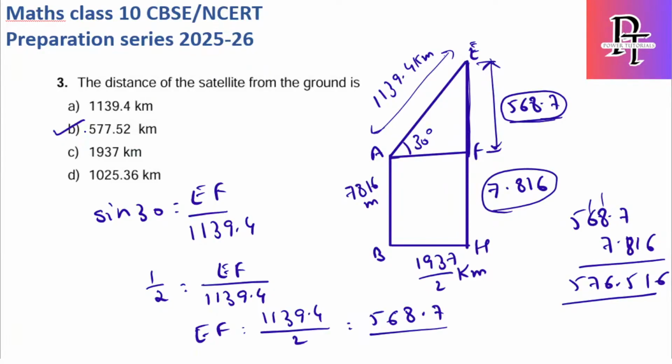How to get the height of the satellite from the ground. So I have to find this value, and then I have to add this value to get the total height of the satellite from the ground.